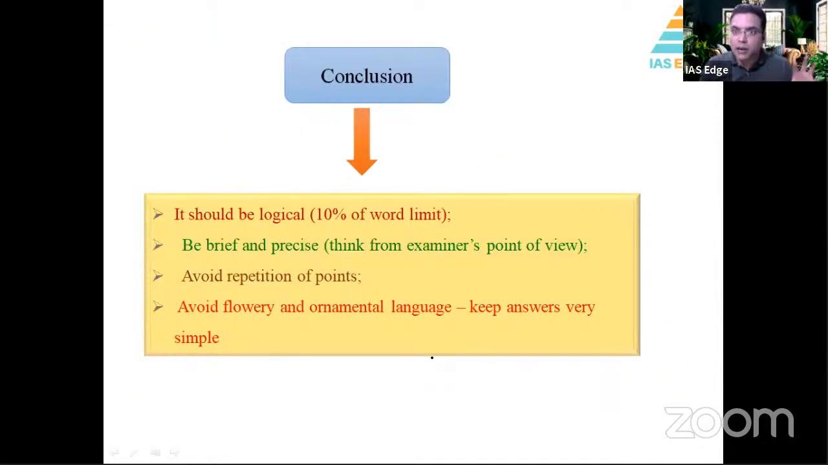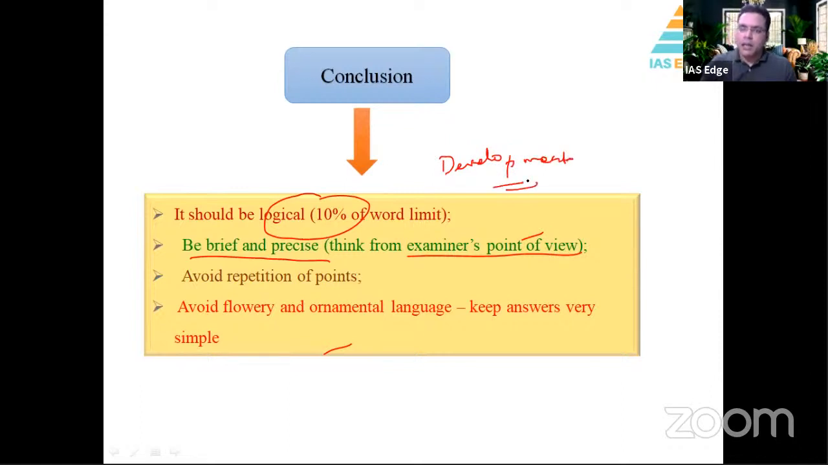Coming to the conclusion. The conclusion is the end of the answer, again 10 to 15%. Be brief and precise. Think from the examiner's point of view. What kind of conclusion? Let's say the same question, we are talking about development. You explain everything about development, you explain India's context, what kind of development model India needs. India does not want to copy the Western model. We want to develop our own model of development which is sustainable in nature. So you might conclude here that India's development model should be suited to India's needs, so that the welfare of the citizens at large can be brought in, and the vision of the constitutional makers can be brought on the ground. That is how you can conclude in 2 lines.